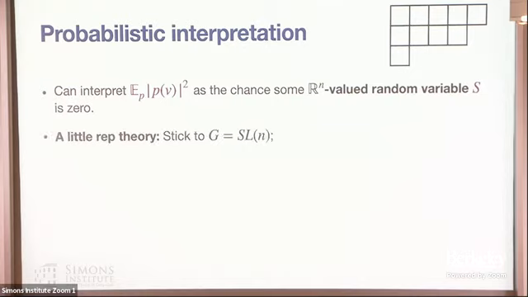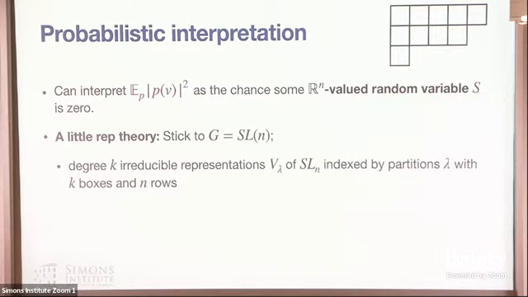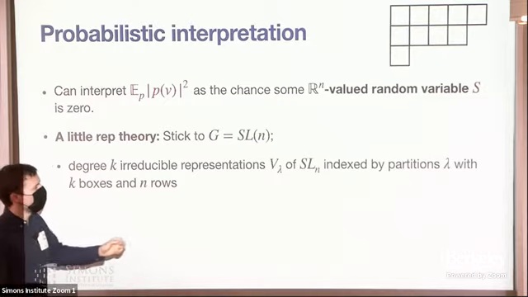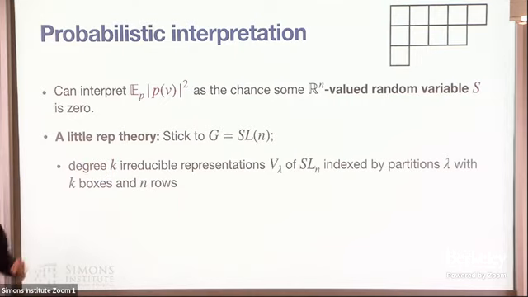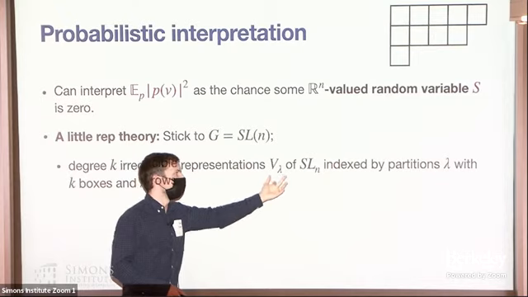So, a quick representation theory reminder. Sticking to G being SL_n or GL_n, the degree k irreducible representations, that just means representations that don't break up further into direct sums of more representations, are indexed by partitions lambda with k boxes and n rows. This picture up in the corner is a partition with, I guess, 10 boxes and 3 rows. So think of partitions as just decreasing sequences of integers summing to k. Each partition corresponds to a particular irreducible representation of SL_n, and we're going to denote that V_lambda.